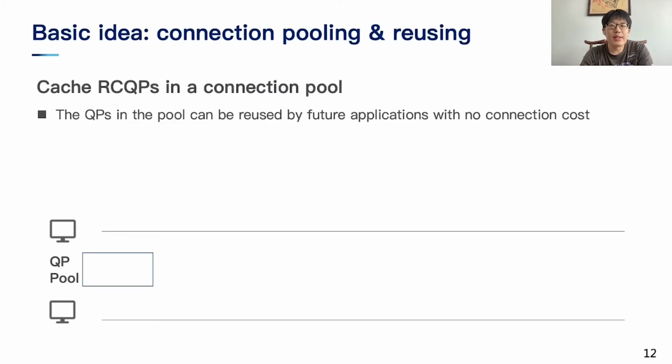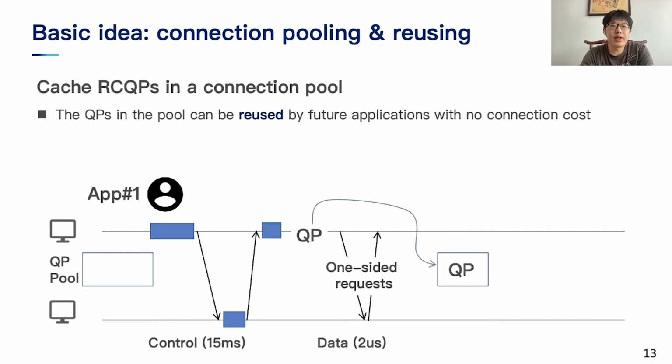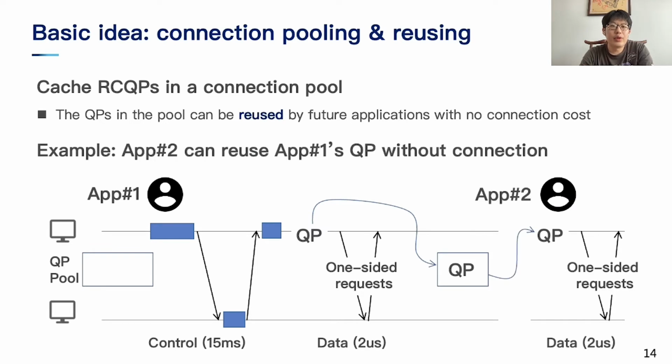To achieve this, our basic idea is to use pooling, which means that we cache the created QPs in a connection pool so that later applications can reuse the cached queue pairs as long as one is cached. For example, suppose application 1 starts with an empty pool. It follows the normal RDMA control path, which is slow, and issues data path requests after the queue pair is created. After it finishes, it can cache the queue pair in a connection pool. Afterward, a new application 2 can query the QP in the pool and issue RDMA requests to the cached one without creating and connecting the QPs.